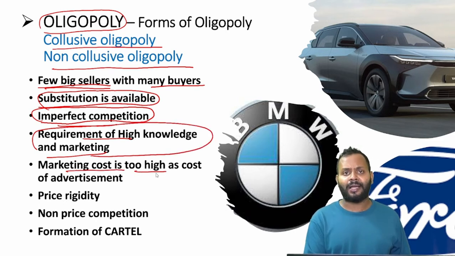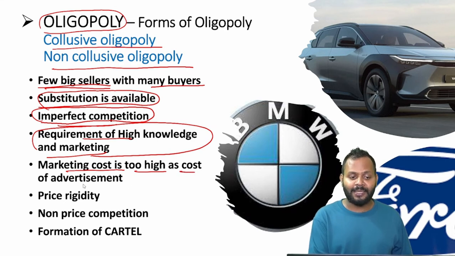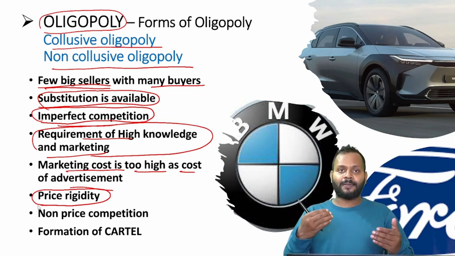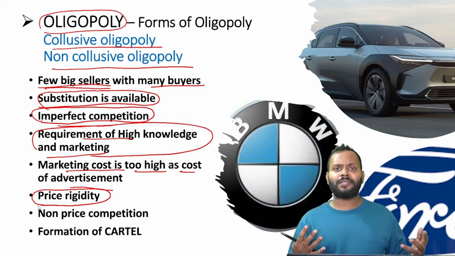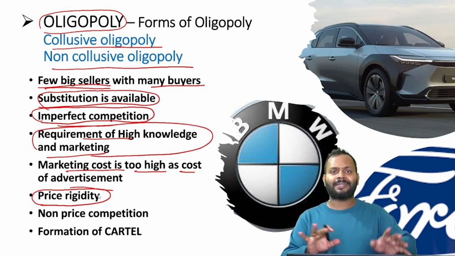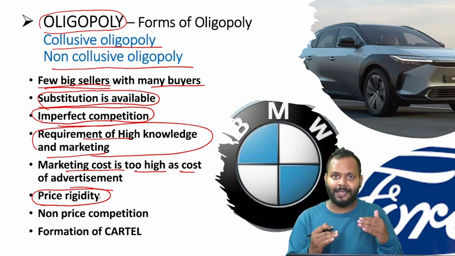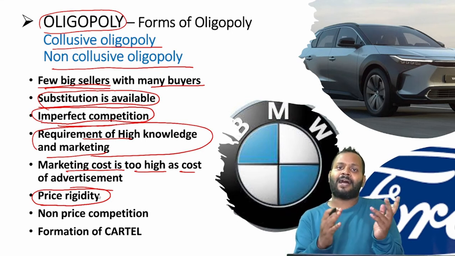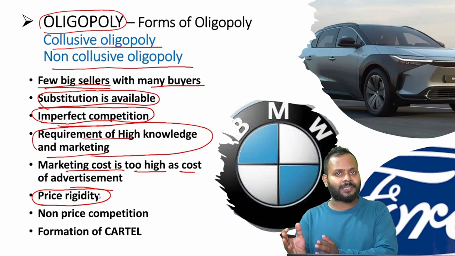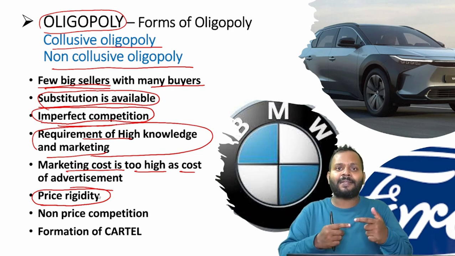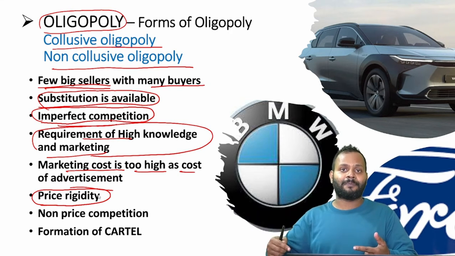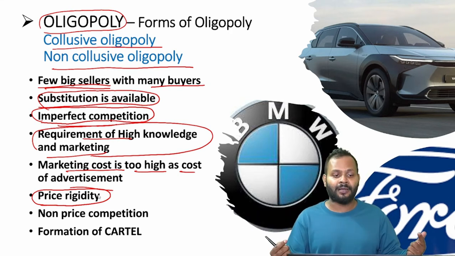Marketing cost is too high. A lot of promotion and advertisement adds to the cost of advertisement. Price rigidity is very important. If you see the price of cars or of some big companies, the price is mostly stable. They do not fluctuate the price often. That means once the price is set, they keep it as it is for as long as possible, because whenever the price changes, the competitor takes advantage of that change. They do not want to change the price often.